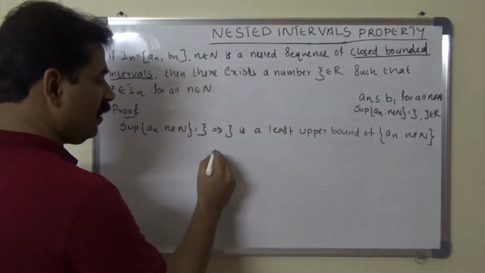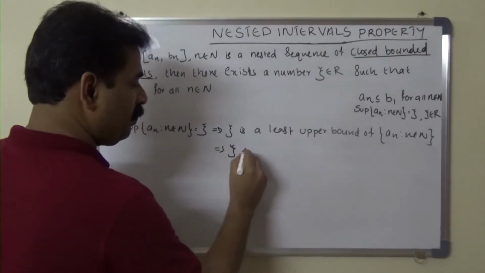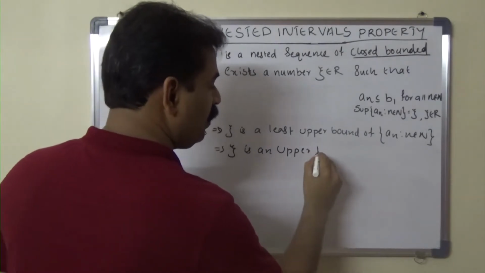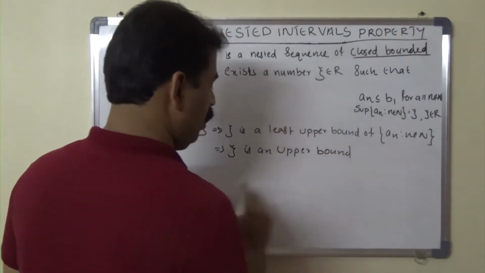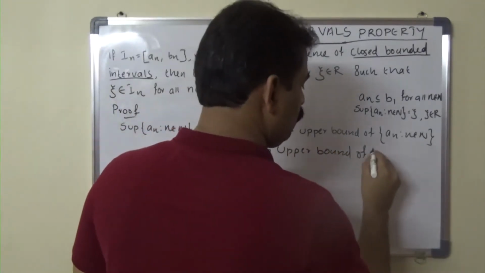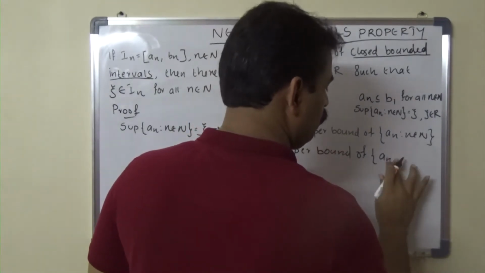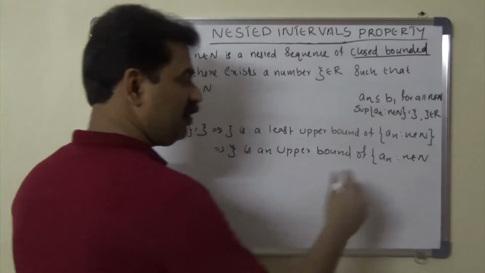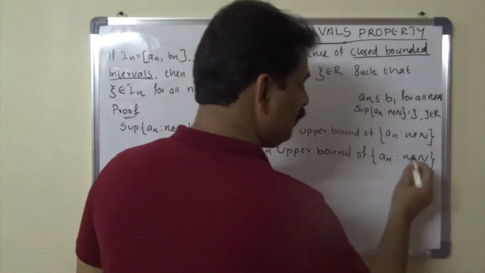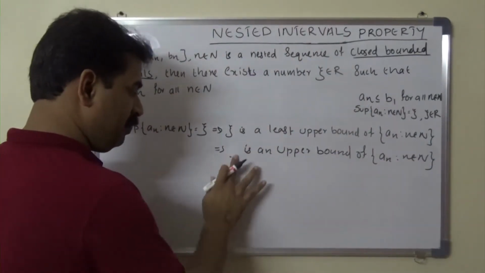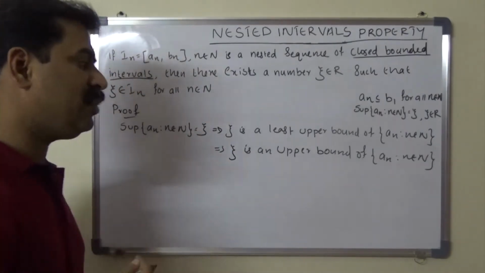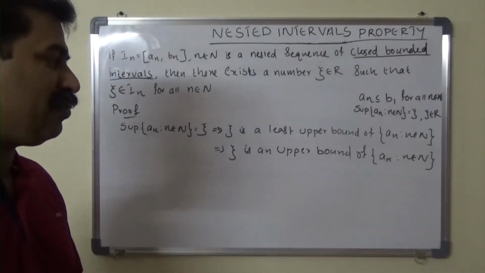That implies psi is an upper bound. Psi is an upper bound of the set of all an such that n belongs to capital N. Clear? Psi is an upper bound of the set of all an such that n belongs to capital N.